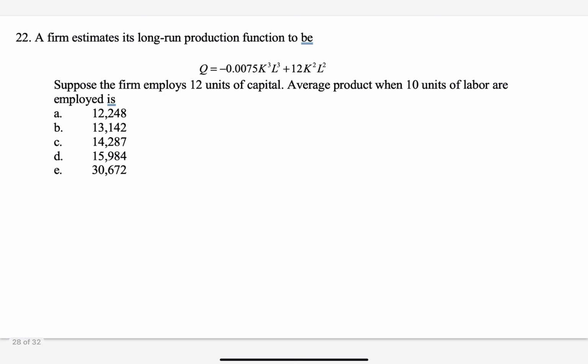Next one says, suppose the firm employs 12 units of capital. Average product when 10 units of labor are employed is... So we already know that when we substitute 12 in, we are going to get negative 12.96 L to the third plus 1728 L squared. That's from the previous slide.